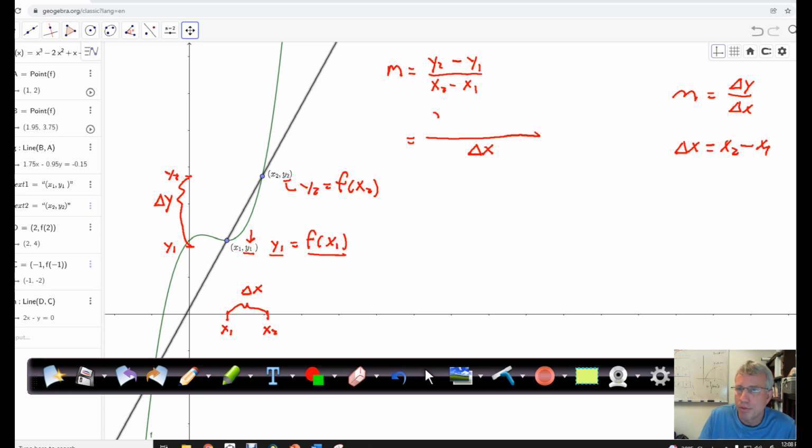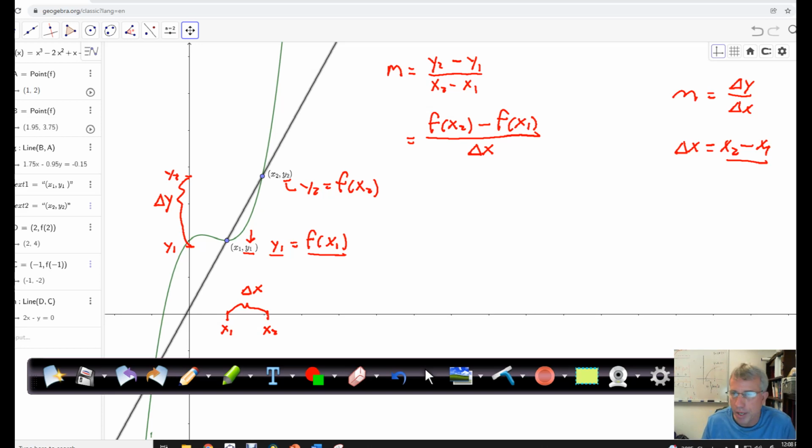So y sub 2 can be replaced with the function evaluated at the input x sub 2, minus y sub 1, which can also be represented by the function evaluated at the input x sub 1. So this is another way of saying y sub 2 minus y sub 1 divided by delta x, which means x sub 2 minus x sub 1.